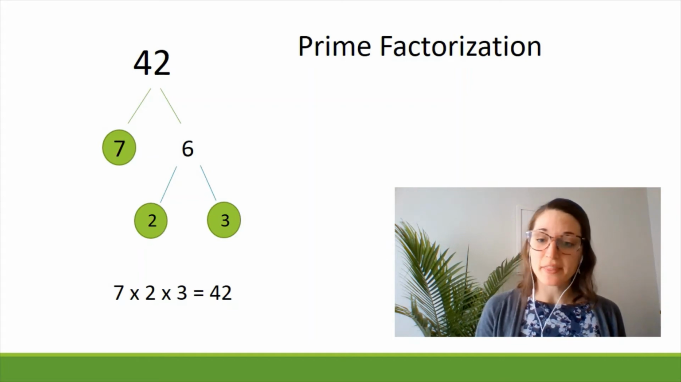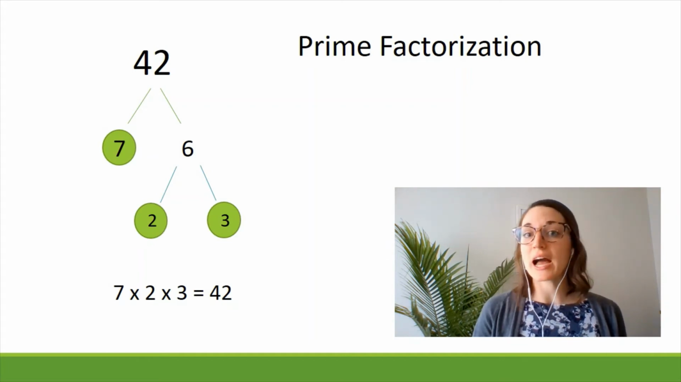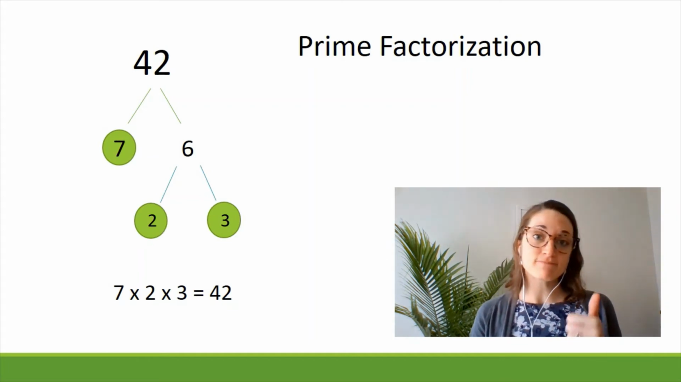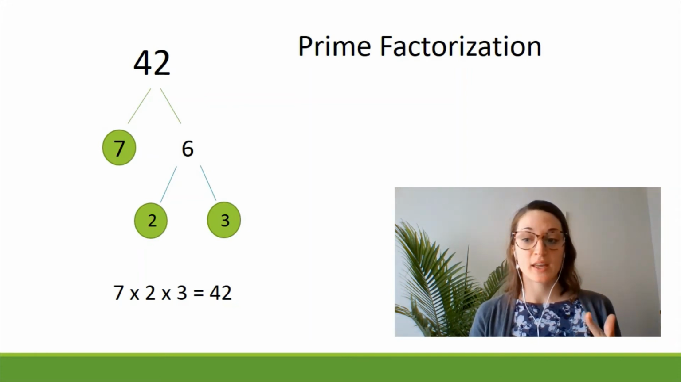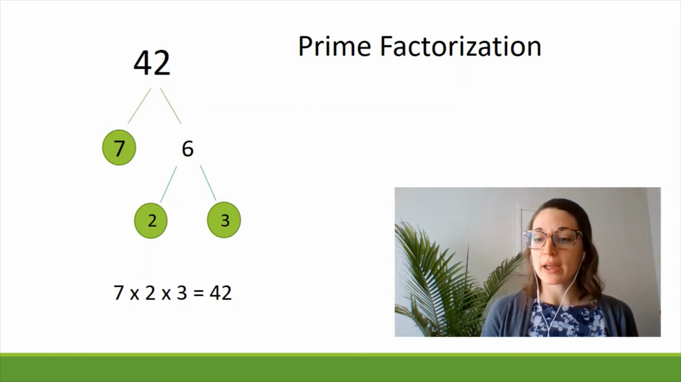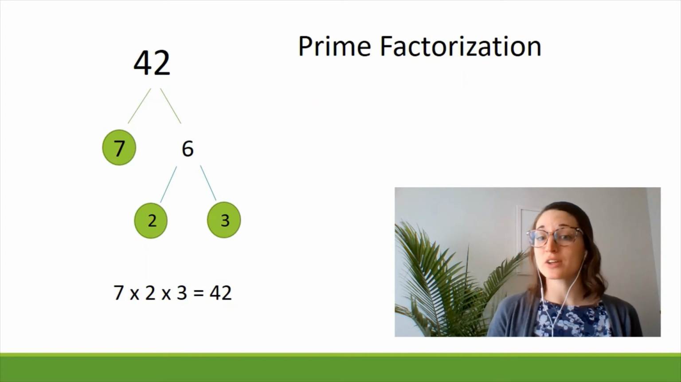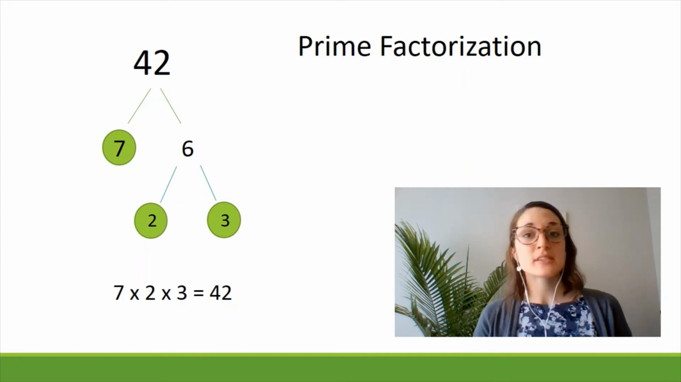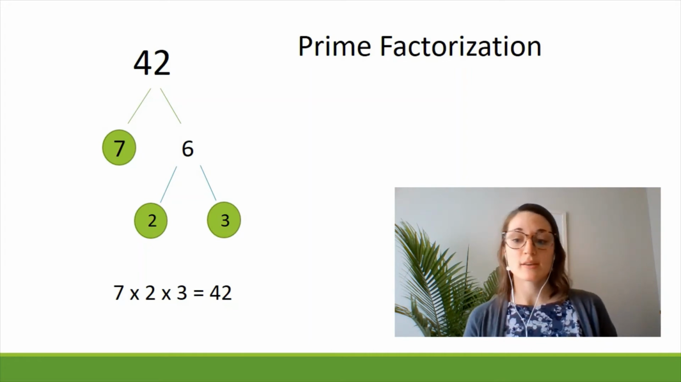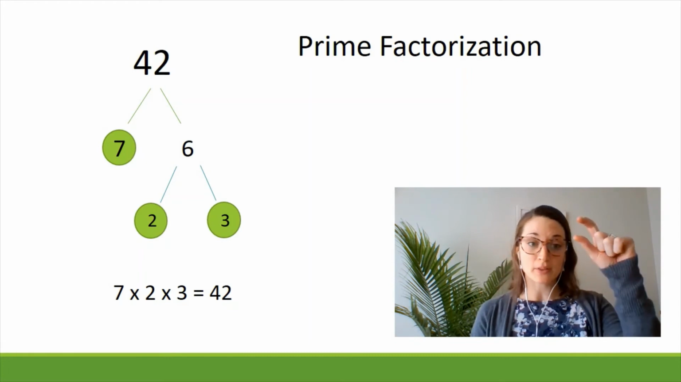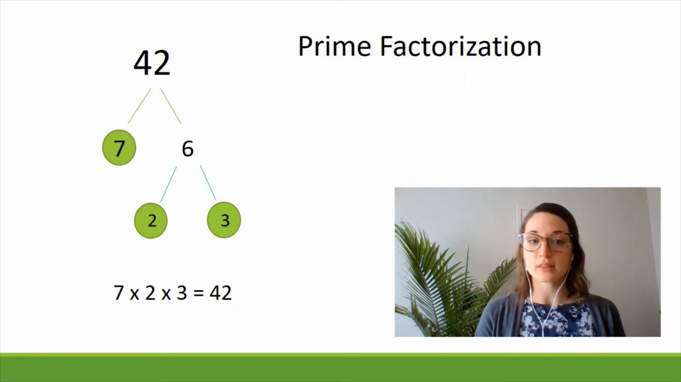To identify them, we have to look at where each line ends. 7, 2, and 3. We can make sure we did the math right by multiplying those prime factors together. 7 times 2 times 3 is 42, which is the number at the top. So that confirms that this is correct.